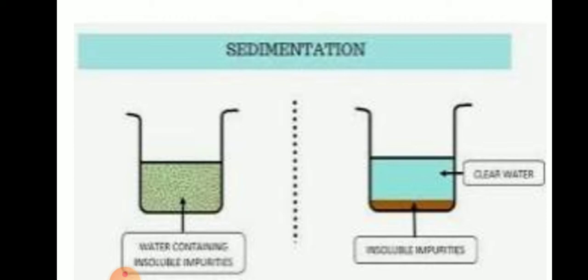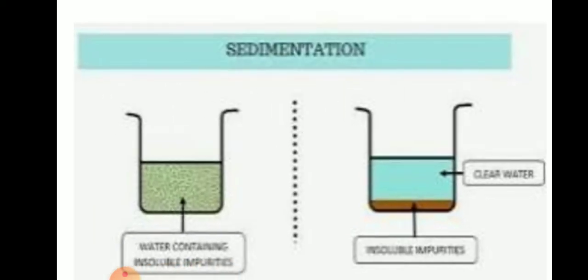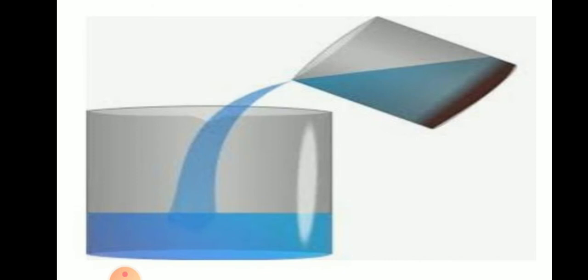Sedimentation. Children, when a mixture of water and insoluble solid impurities is left to stand undisturbed, the heavy solid impurities settle down in the water. If you see, the heavy solid materials are at the bottom and the clean water is at the top. Clear children? This is called sedimentation. After this, the clear water on the top is poured into another container. This is called decantation.